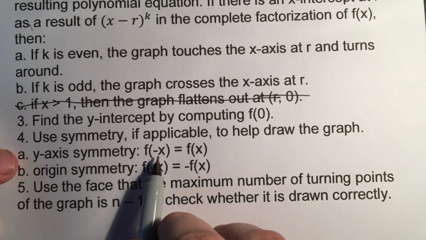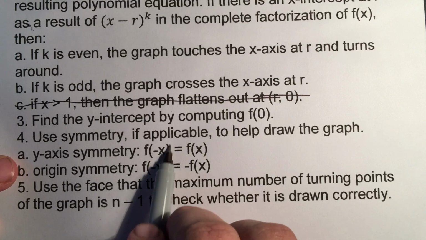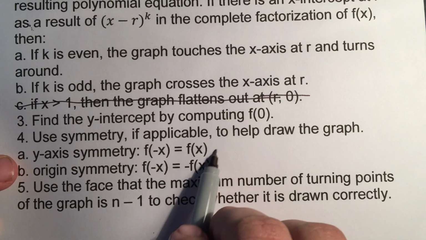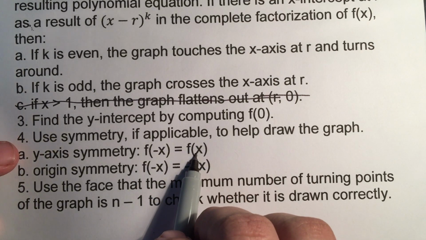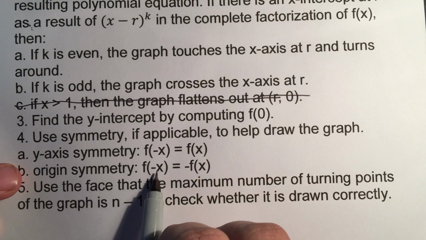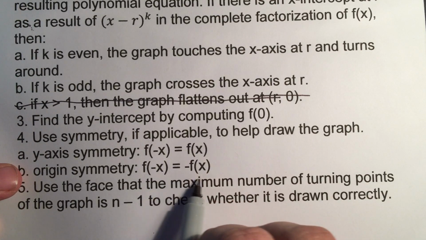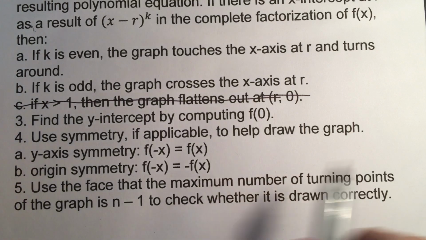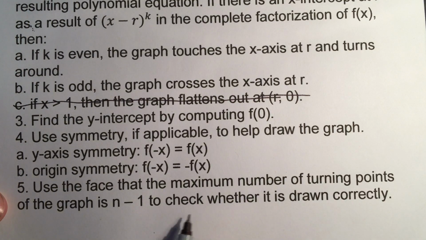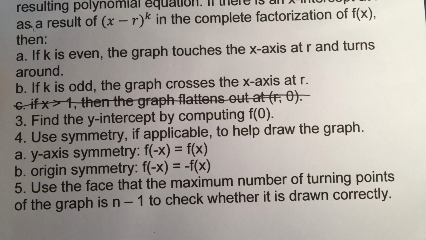So back when we talked about symmetry, if we put a negative x in and we get the exact original equation out, then we're going to have y-axis symmetry. And it's origin symmetry if we put a negative in and we get the complete opposite out. If some changes, some doesn't, then there's no symmetry. Then lastly, check for the n-1 turning points.